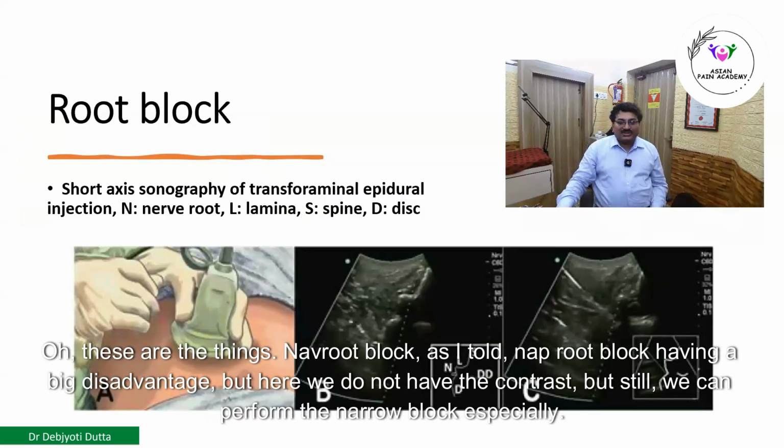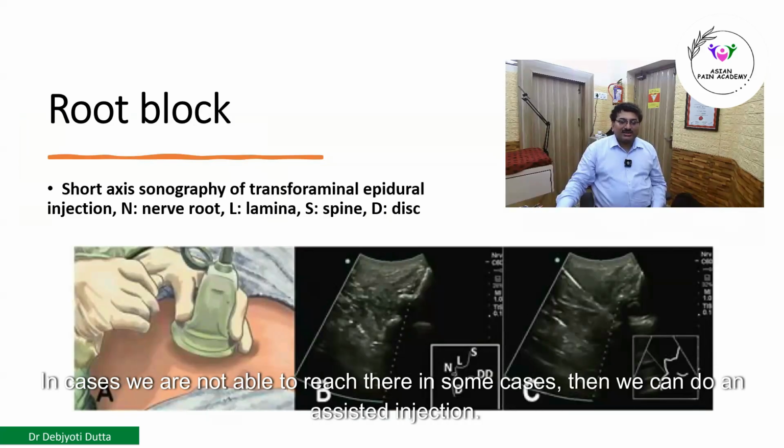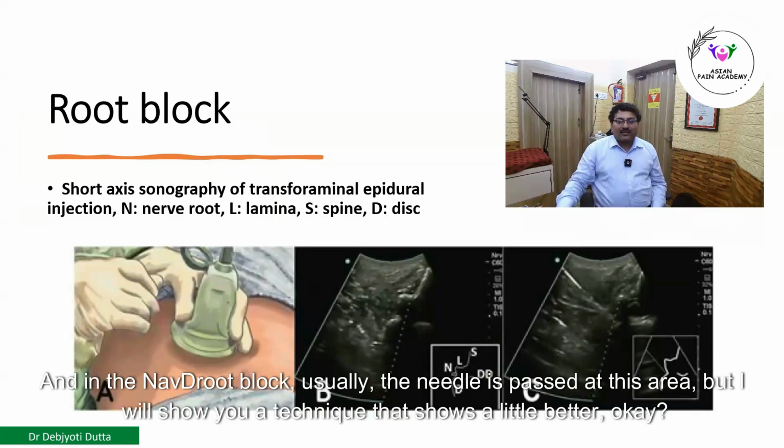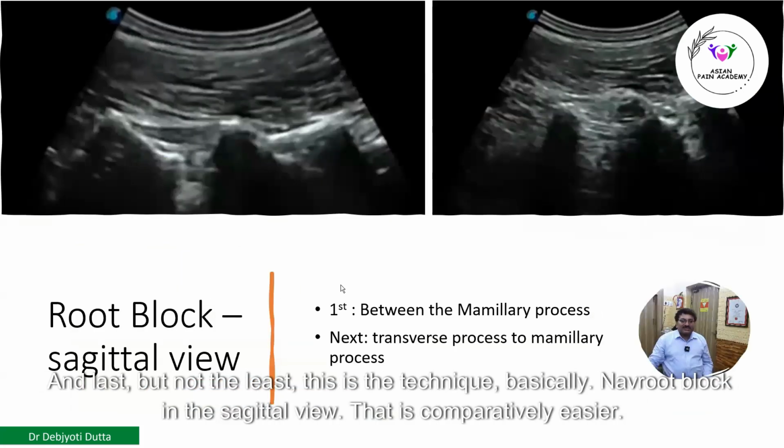Nerve root block, as I told, has a big disadvantage that here we do not have the contrast, but still we can perform the nerve root block, especially in cases where we are not able to reach there, and then we can do an assisted injection. And in the nerve root block, usually the needle is passed at this area, but I will show you a technique that shows a little better. Okay. And last but not the least, this is the technique basically, nerve root block in the sagittal view.